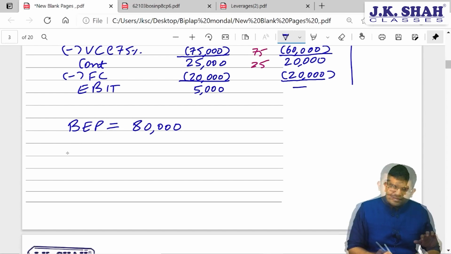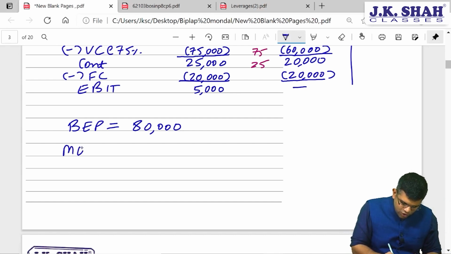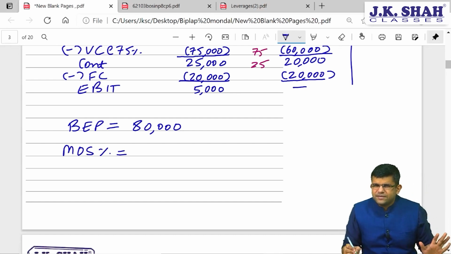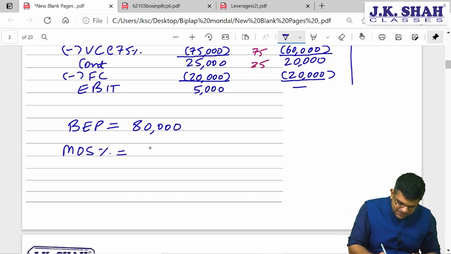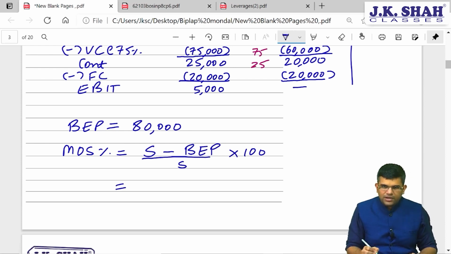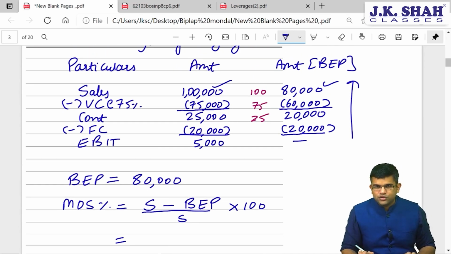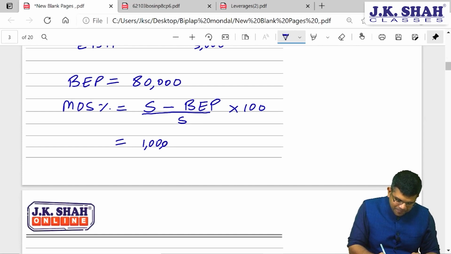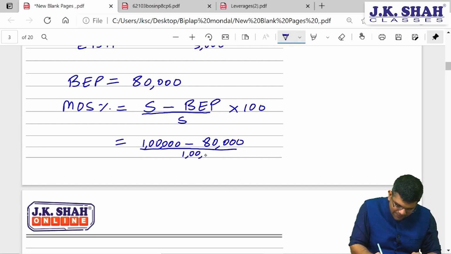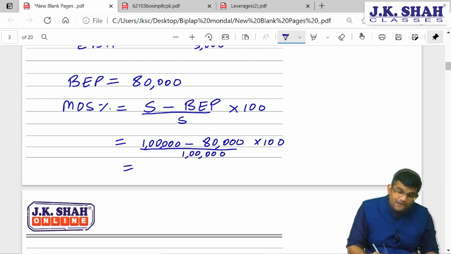Here there is in the subject of costing one formula or one terminology called margin of safety percentage. Okay, very simple this is. I'll first of all tell you what the formula is. It is sales minus break even point divided by sales into 100. So let's put the numbers, you'll understand. What are my actual sales, children? Can I say my actual sales are rupees 1 lakh and my break even point is rupees 80,000. So can I say 1 lakh minus 80,000 divided by 1 lakh, into 100. If we do, we'll get 20,000 divided by 1 lakh into 100, that is 20%.